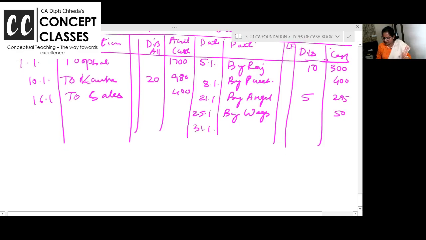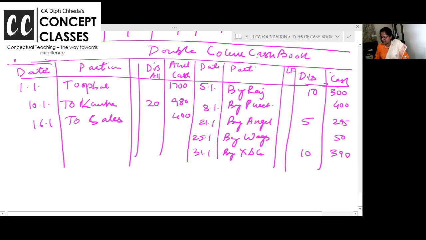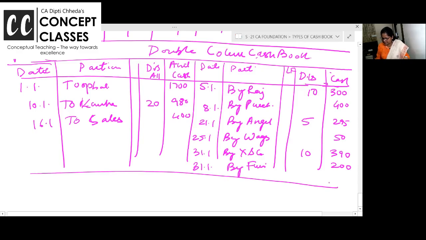Paid on 31st of January to X and Co. 390 we have paid in full and final settlement of 400. So 10 rupees. Are you all putting a tick and checking for yourself? 390 and 10 done. Purchased furniture 200, done. That's it. All the transactions we have posted.